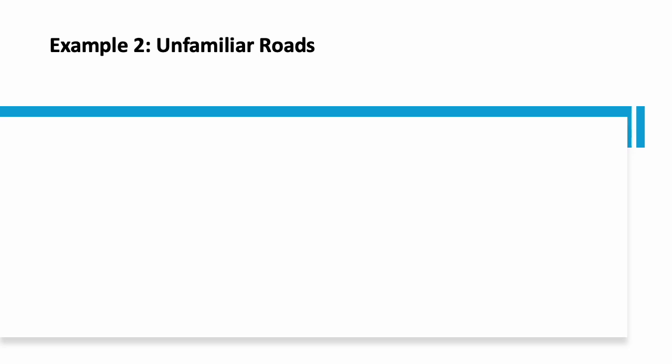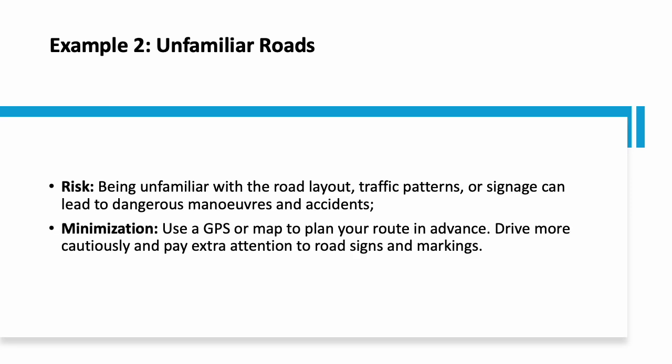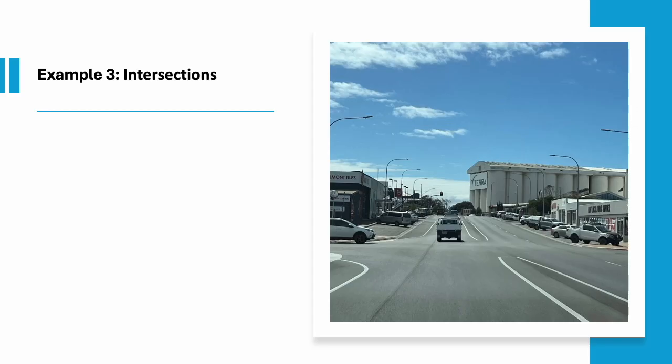Example number 2. Unfamiliar roads. Risk. Being unfamiliar with the road layout, traffic patterns, or signage can lead to dangerous maneuvers and accidents. Minimization. Use a GPS or map to plan your route in advance. Drive more cautiously and pay extra attention to road signs and markings.